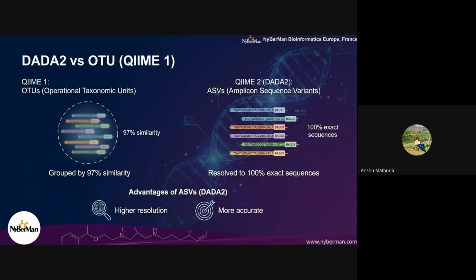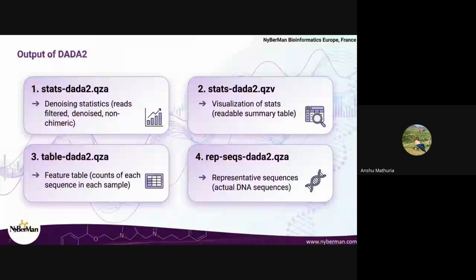So that is why DADA2 is much better than the OTU based methods, because you can differentiate on a very cellular, on a very base level basis. That is, if there is any change in one base or two bases, that can also be detected here, because here we are generating 100% exact sequences.